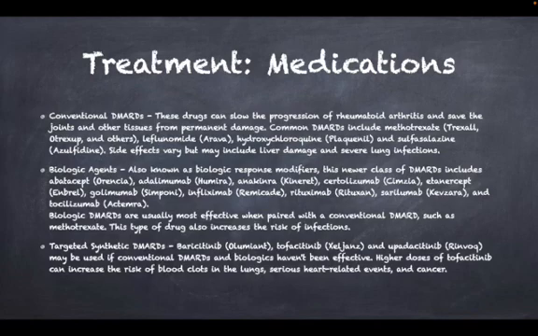Conventional DMARDs. These drugs can slow the progression of rheumatoid arthritis and save the joints and other tissues from permanent damage. Common DMARDs include methotrexate, Trexall, Otrexup, and others, leflunomide, Arava, hydroxychloroquine, Plaquenil, and sulfasalazine, Azulfidine. Side effects vary but may include liver damage and severe lung infections.